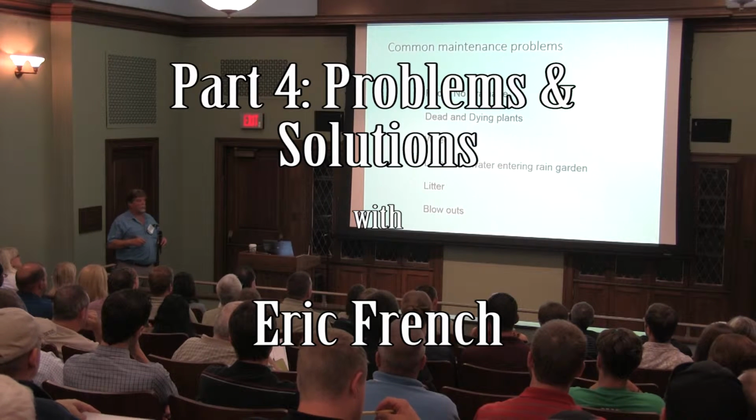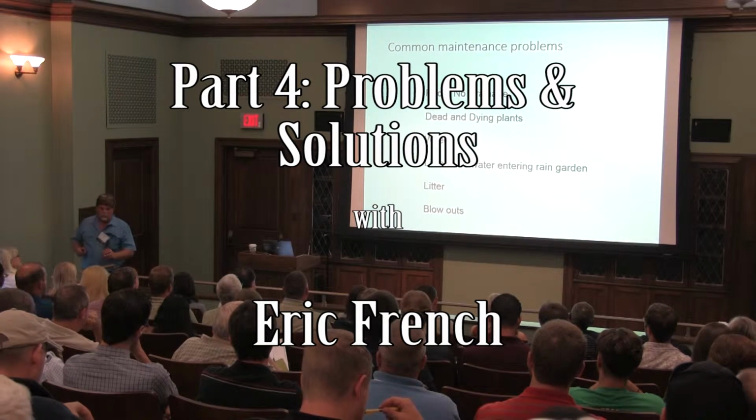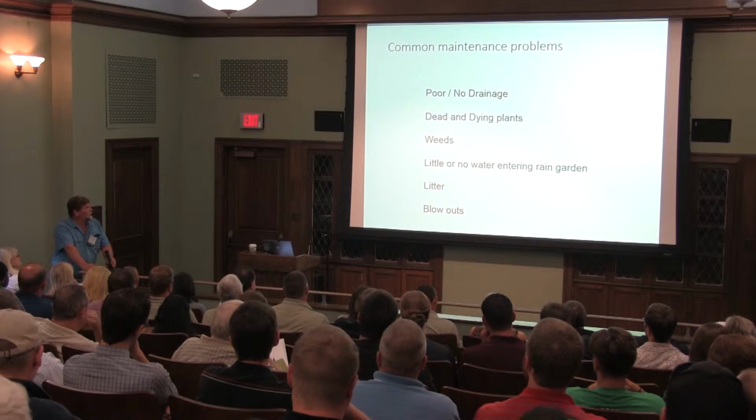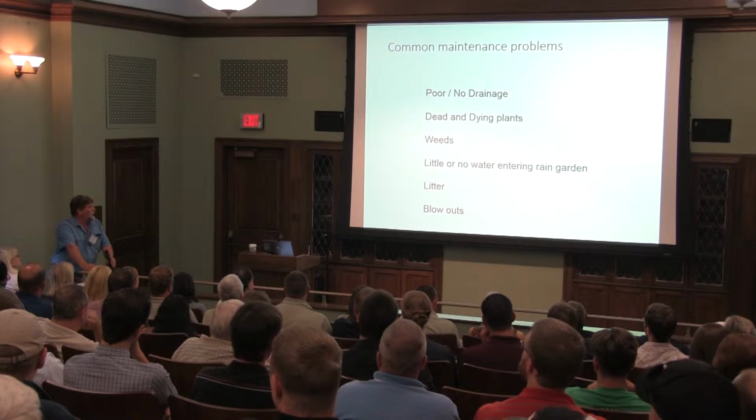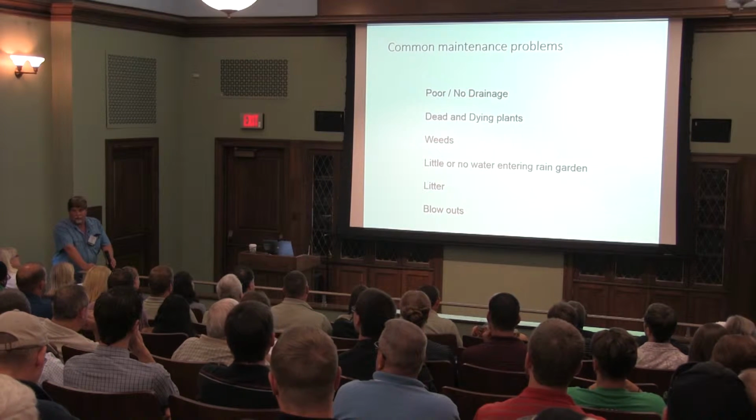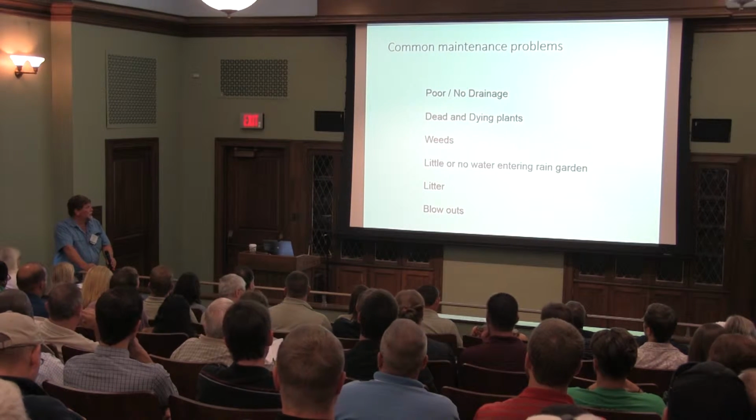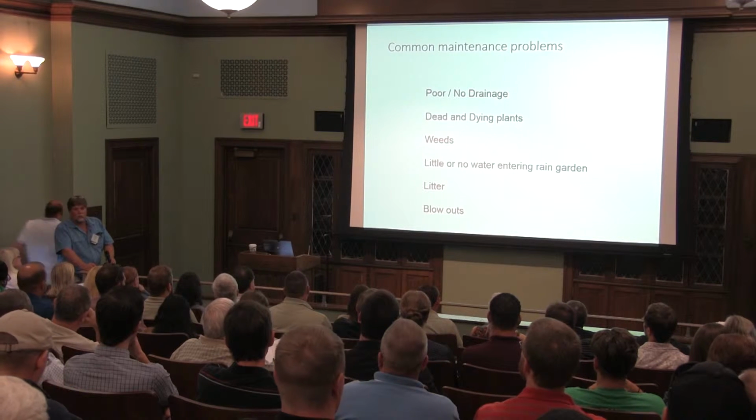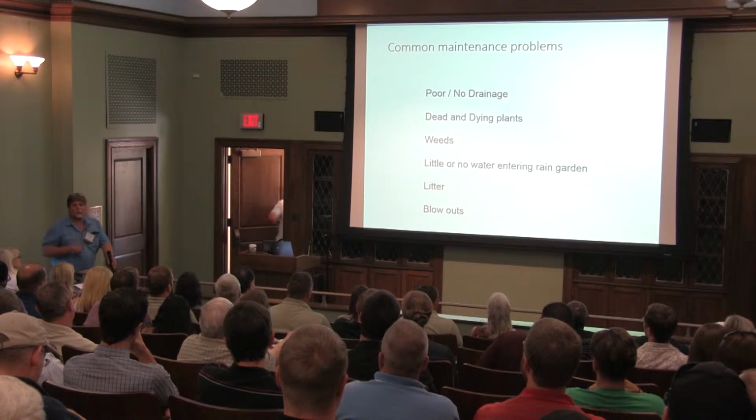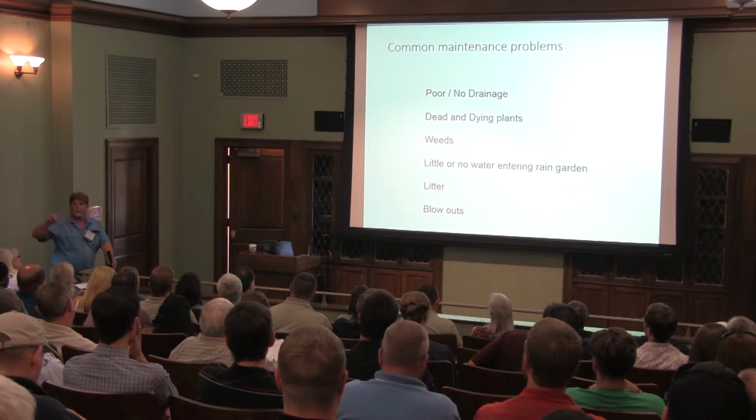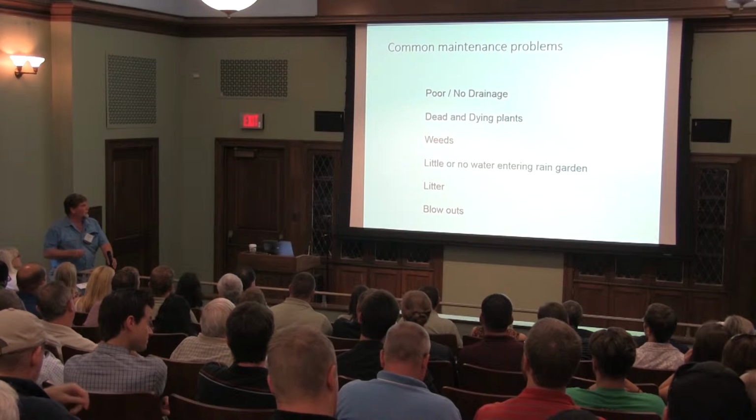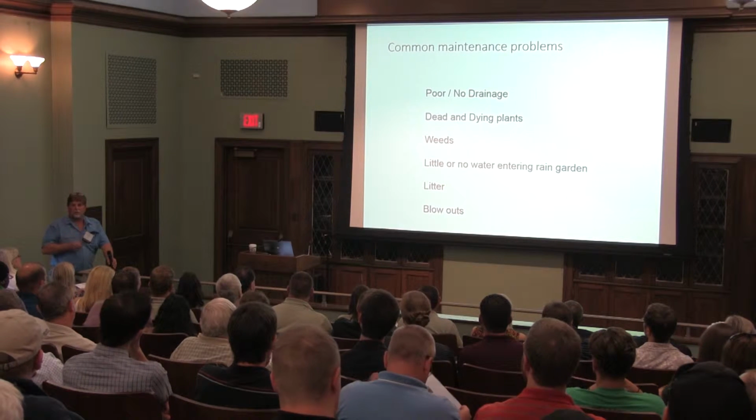Now let's talk about some problems. What's the number one problem? We're going to run across little or no drainage. Dead or dying plants, another problem. Weeds, again, our friends the weeds, big problem. Little or no water entering the rain garden, litter and blowouts. I'm going to cover all these. But if somebody else can think of a problem I didn't think about, please raise your hand and say, what about this? Because these are the most common ones I've come up with.